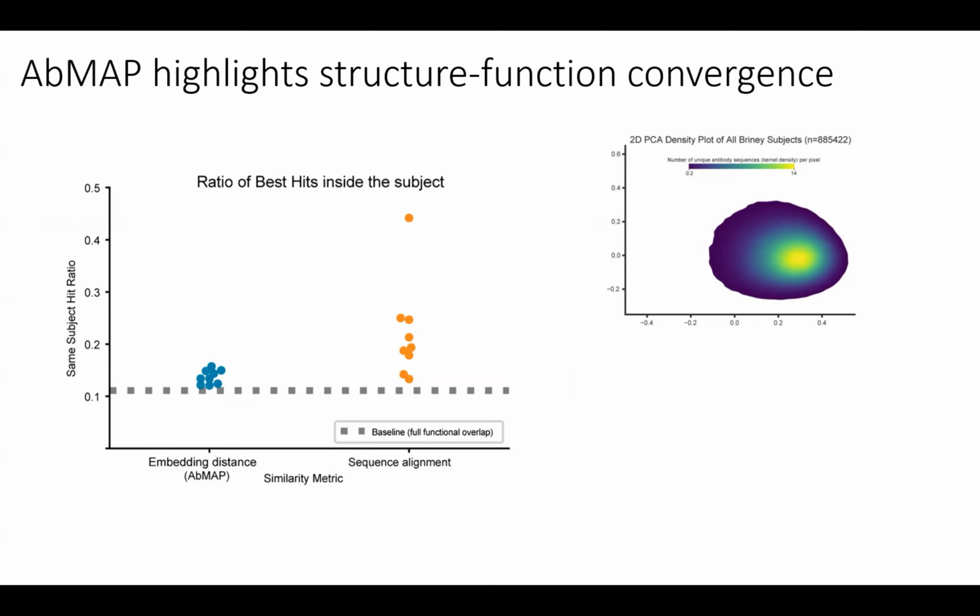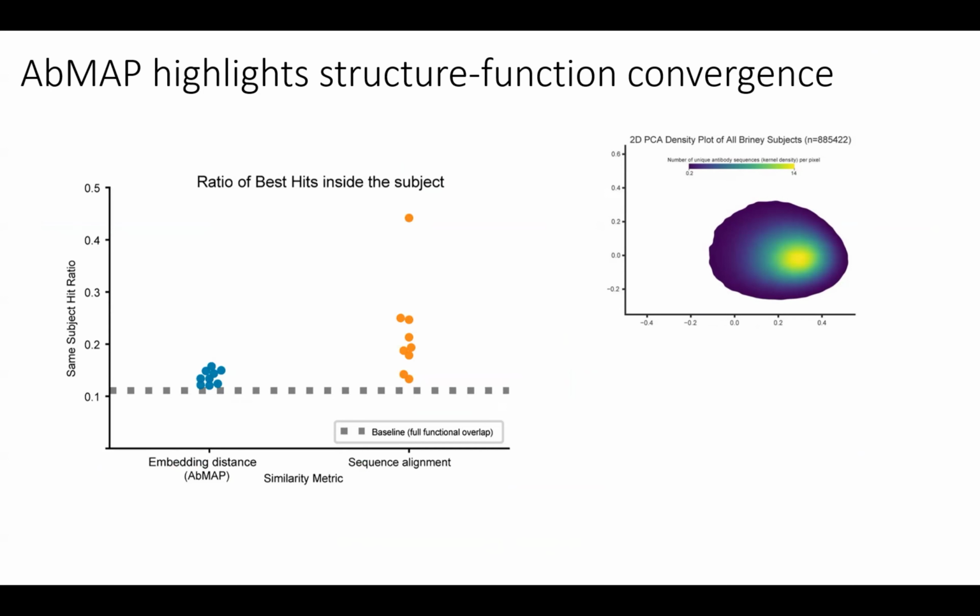So essentially what we did was we said, in this case, we had 9 individuals we were looking at. We said, let me take a random BCR from one individual. And under your representation scheme, let me find the closest BCR across all 9 individuals. What is the likelihood that the closest BCR came from the same individual, right?